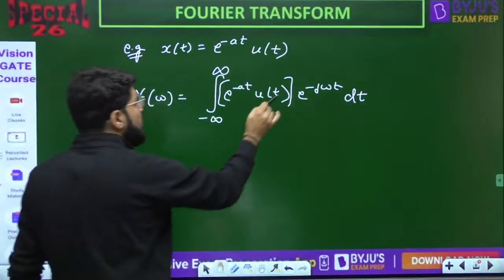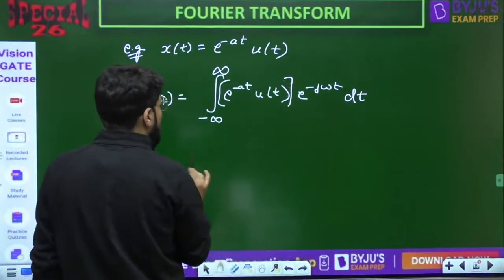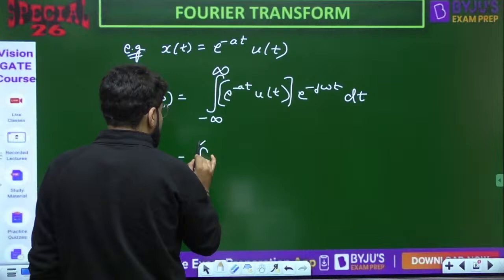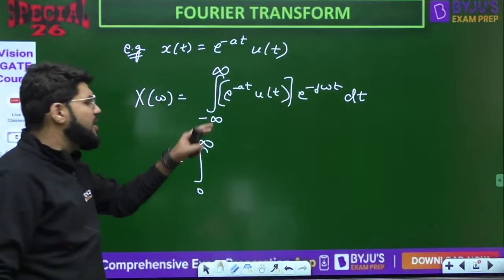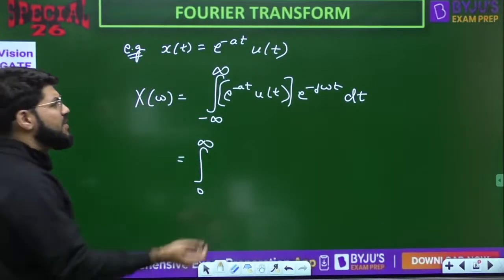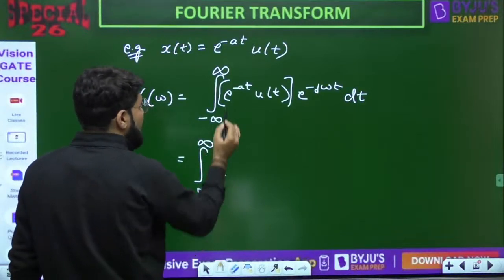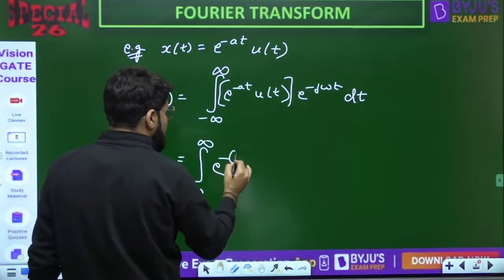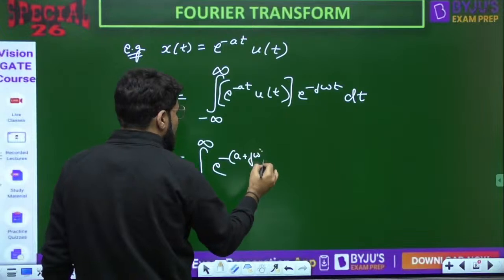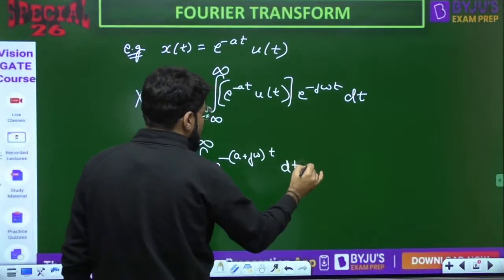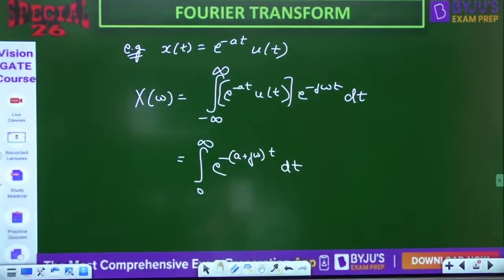Now, because of the unit step coming into the picture, we know that u(t) is equal to 1 only for t equal to 0 to infinity. Otherwise, u(t) will be 0, and the overall answer will be 0. So, because of u(t), the limits are changed, and then I have e power minus at times e power minus j omega t. Combining the exponentials, I can have e power minus of (a plus j omega) whole multiplied by t.